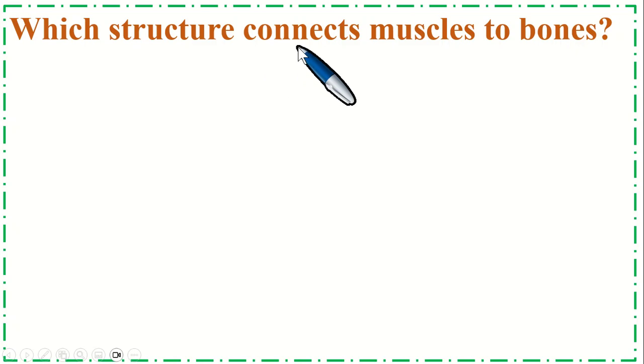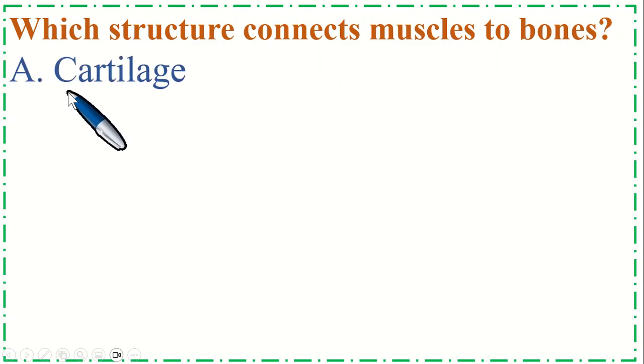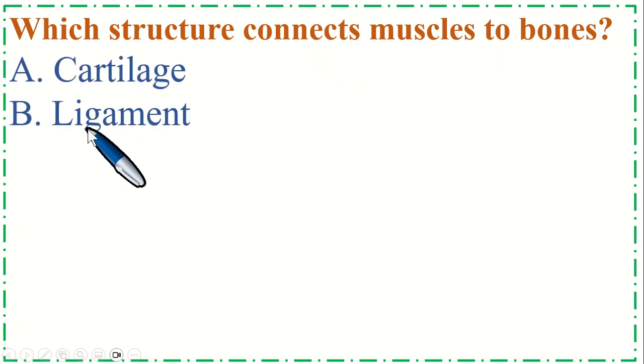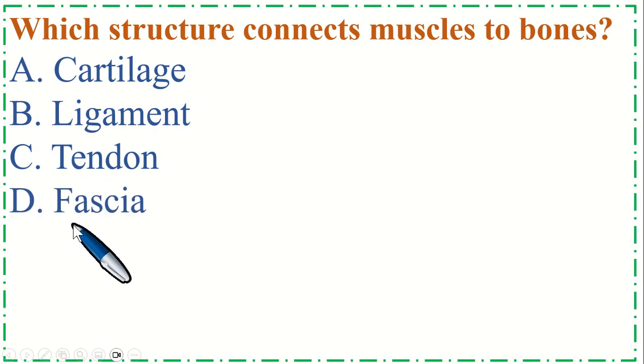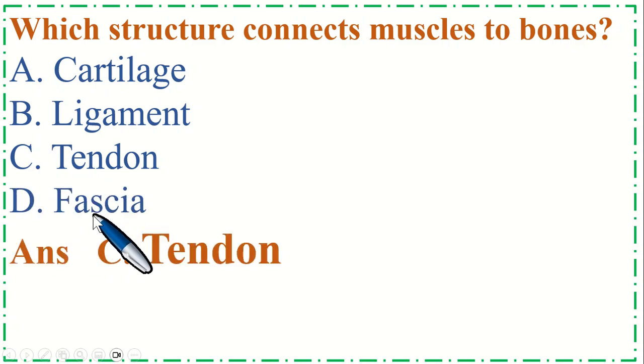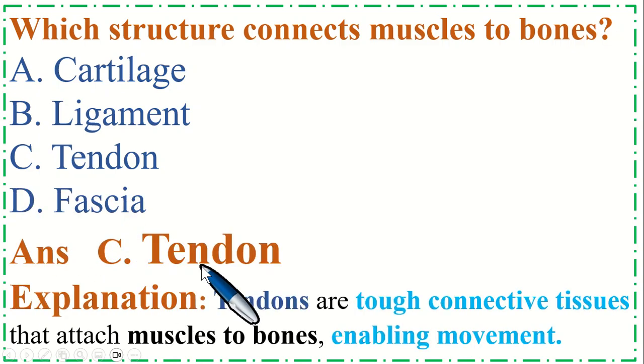Which structure connects muscles to bone? Option A, cartilage, B, ligament, C, tendon, and option D, fascia. So the correct option is C, tendon. Tendons are tough connective tissue that attach muscles to bones, enabling movement.